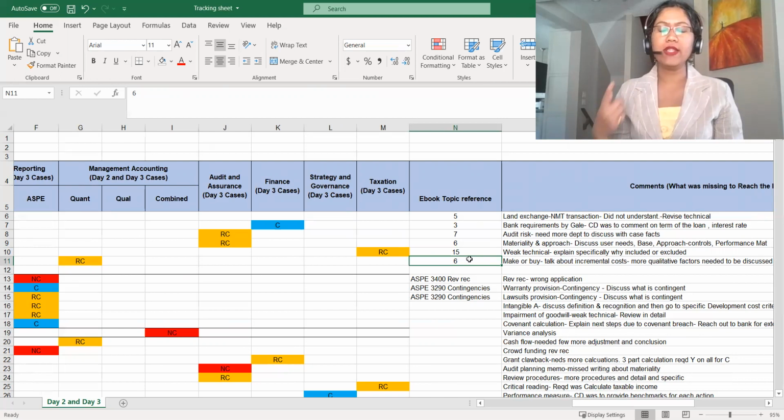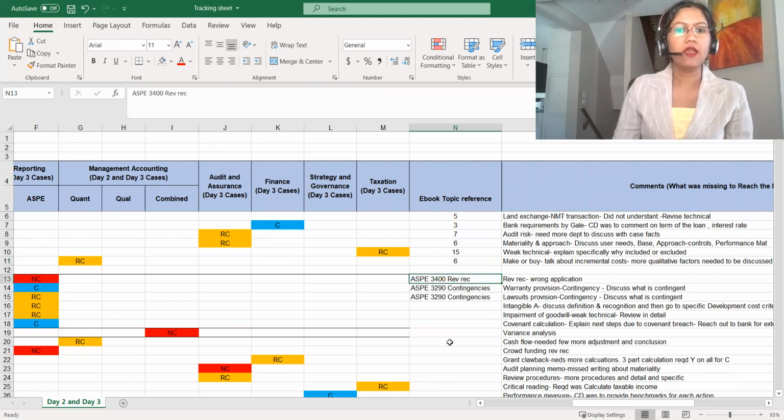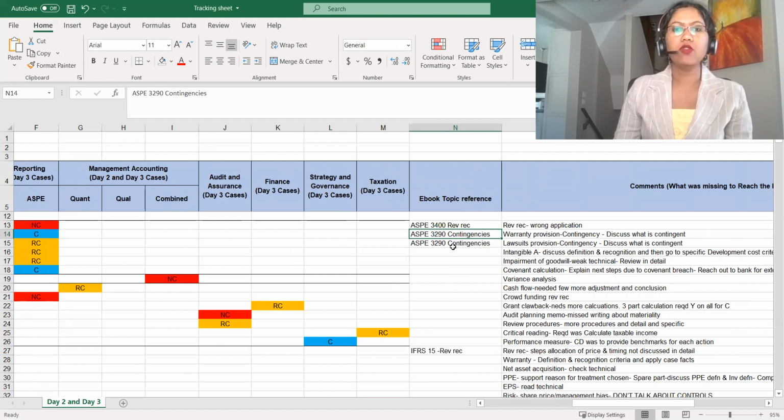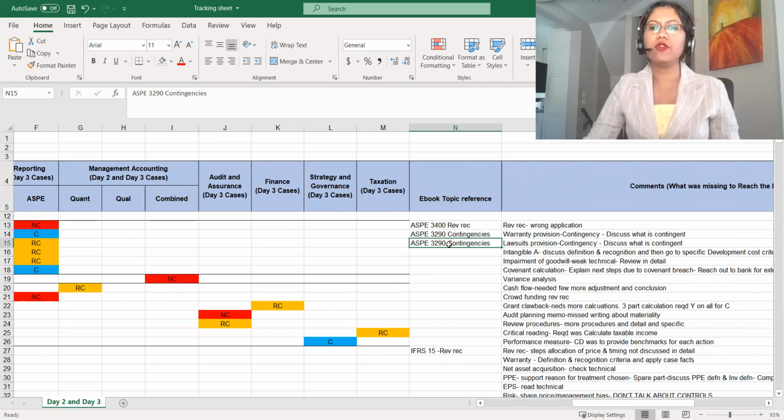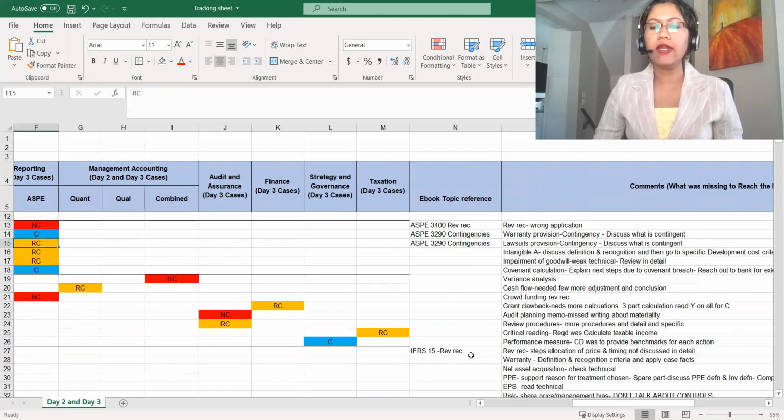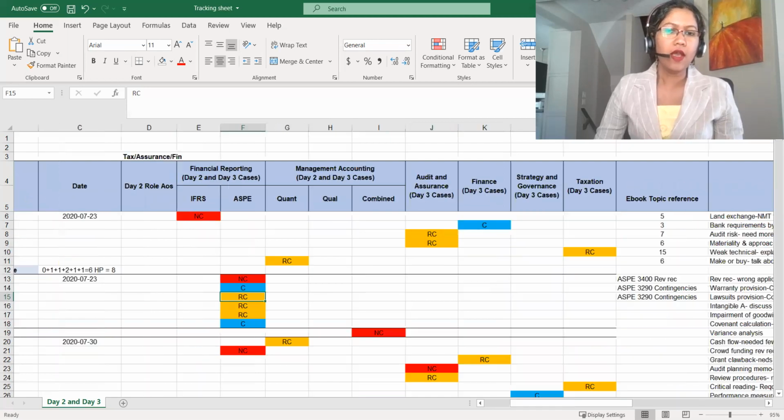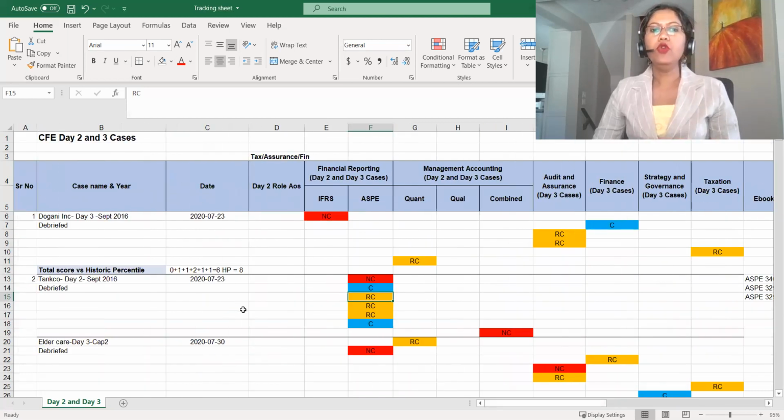So go back to the ebook, revise your technicals, and come back. Remember those points from the debriefing and what was missing. Like here on ASPE, contingencies: once I scored C, once I scored RC. So what was the difference? Maybe the time was insufficient to write the second one, or whatever. Identify the reasons, and this will help you to understand where you're going, and this should be improving.